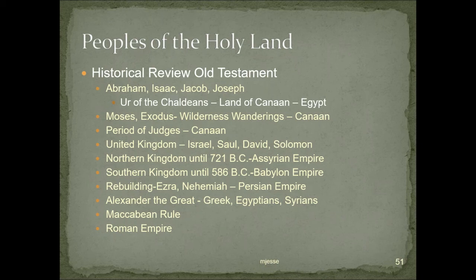The southern kingdom continues the line of King David. So you have many good kings and some very bad kings, but in general, they tended to stay monotheistic and focused on the one God. And of course, they had the temple in Jerusalem, the holy city.